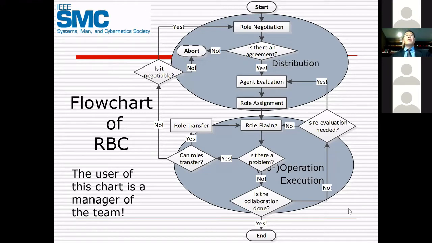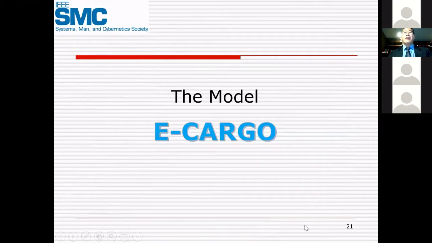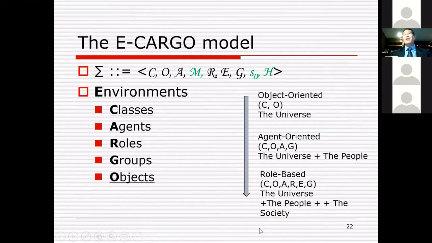Okay. So this is a flow chart. Try to remember it, and if you encounter some problems, it belongs here. And the Ecargo model. The Ecargo model is normally used for any complex system. It's composed of classes, objects, agents, messages, roles, environments, groups, and the initial states and human users. So this system includes social technical systems.